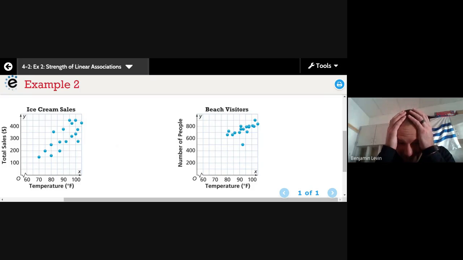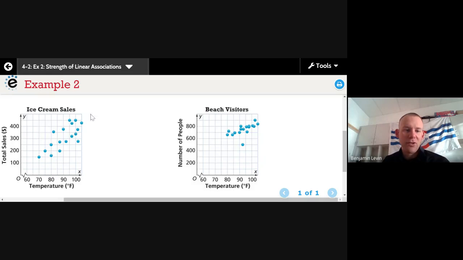So I got two votes in the poll. Both of them were right. Both of you that answered said that there's a stronger correlation between beach visitors than ice cream sales. In ice cream sales, there is a trend, but the data is spread out, right? There's some variance. If you drew a straight line down the middle, there are some points that are kind of far away from the line.